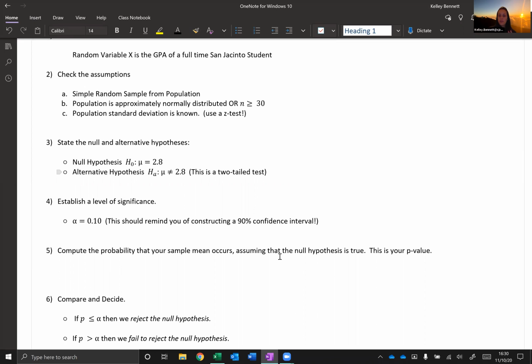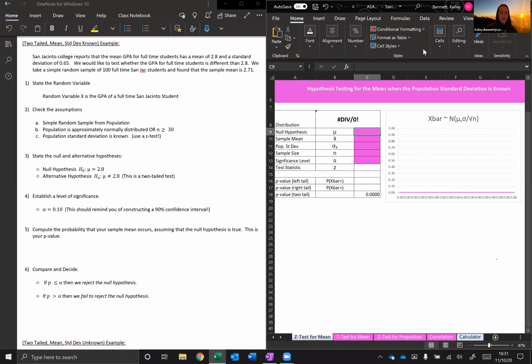You're going to want to download or open up your Excel sheet for chapter 9, which you can get on Moodle in the usual place. Then you're going to want to start entering in your values. Notice that we are using a z-test. In Excel, we have an option z-test for the mean, t-test for the mean, and z-test for proportion. Since we know the population standard deviation, we want to use a z-test, and we want to make sure to use the z-test for the mean, not the z-test for the proportion.